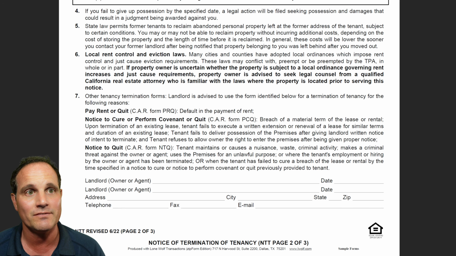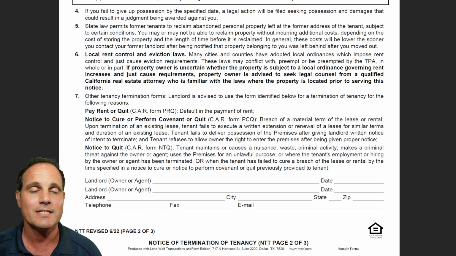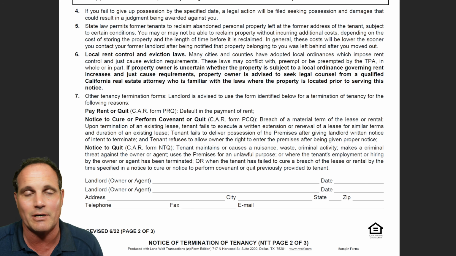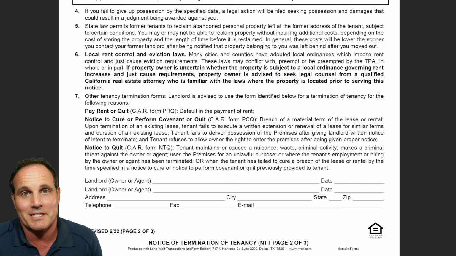Now, number 5, state law permits tenants, et cetera, et cetera. That is required by California Civil Code 1946. And if this is not on the notice, that notice is not valid. This is probably one of the biggest mistakes, besides not delivering the proper amount of time and besides not delivering a notice properly. This is the one that landlords miss. They do not have that on a notice.